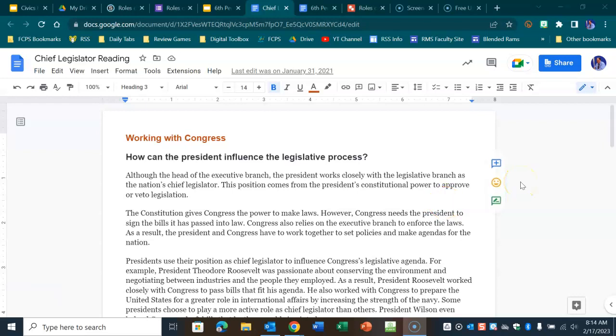Roles of the President, Group 3, Chief Legislator reading. Working with Congress. How can the President influence the legislative process? Although the head of the executive branch, the President works closely with the legislative branch as the nation's chief legislator.